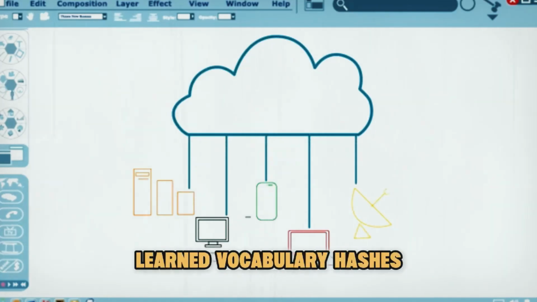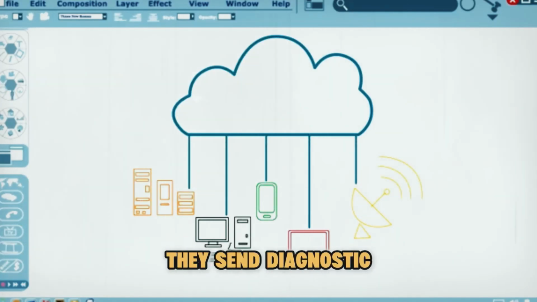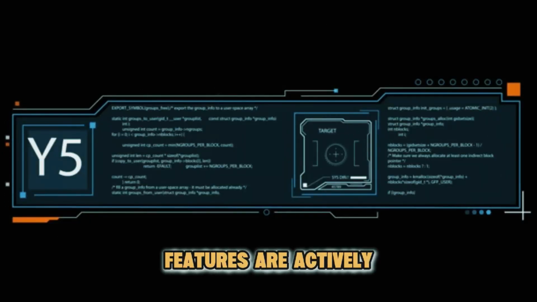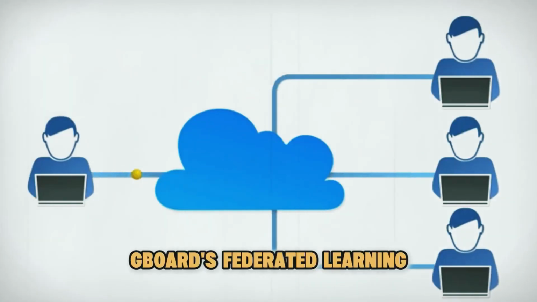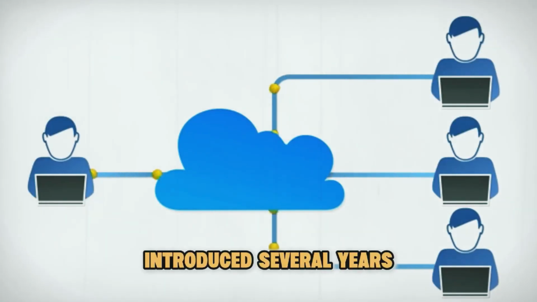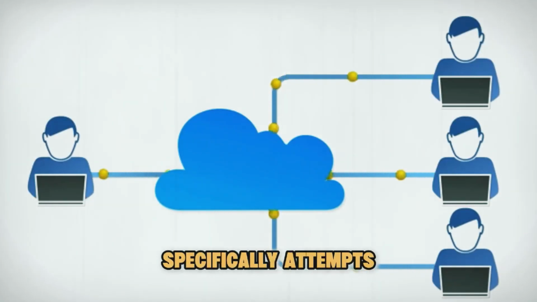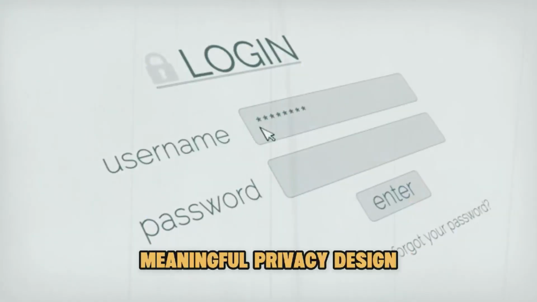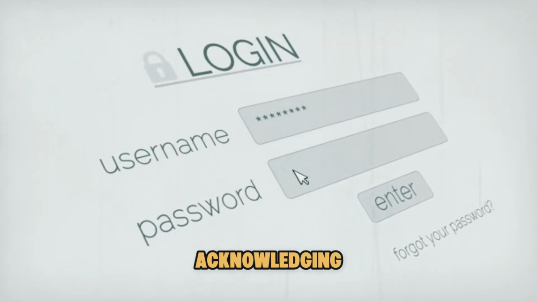They send your learned vocabulary hashes, they send diagnostic telemetry, they send the payloads required for cloud voice typing or translation when those features are actively used. Gboard's federated learning approach, introduced several years ago, specifically attempts to train its language model on your device without uploading your text, pushing only model weight deltas to the server.